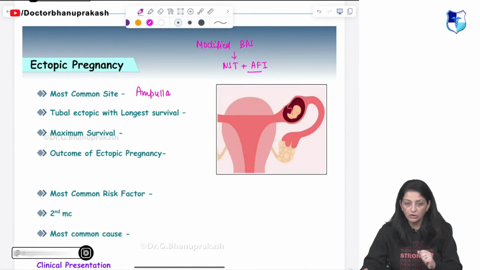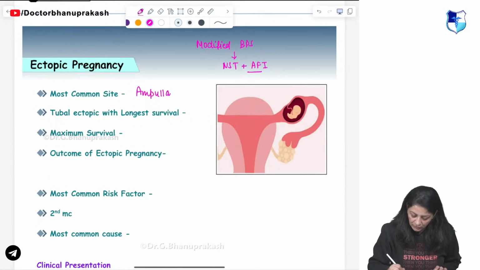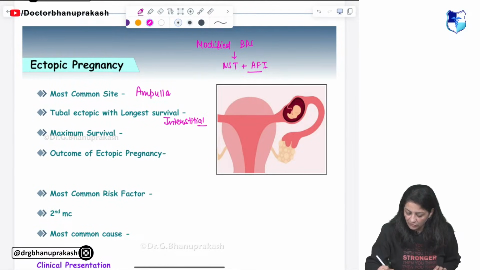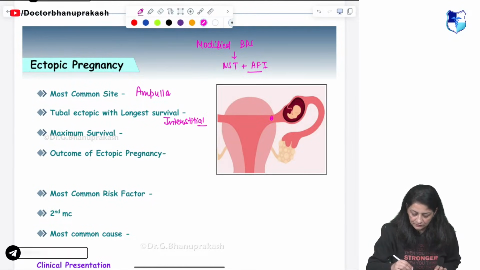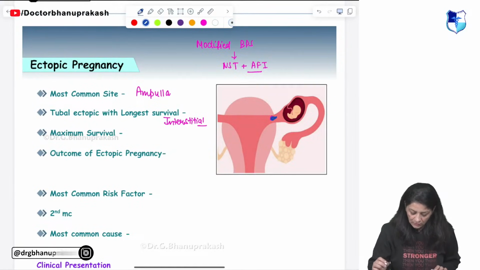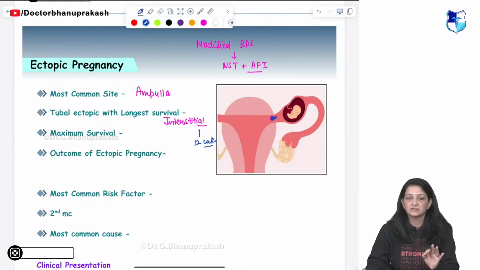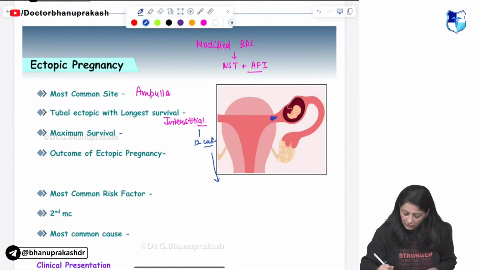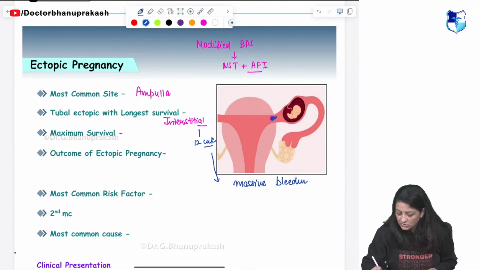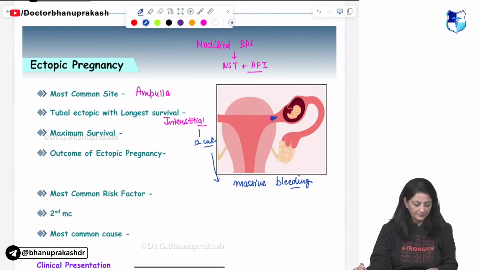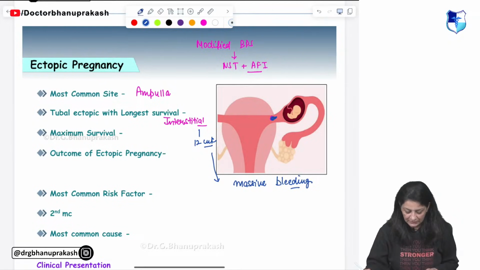So tubal ectopic with the longest survival: intramural, or you can say interstitial, this part of the fallopian tube. This area has the longest survival, up to 12 weeks. Ectopic pregnancy at the interstitial site can survive up to 12 weeks, and rupture can lead to massive bleeding. So this is the most dangerous site of ectopic pregnancy.